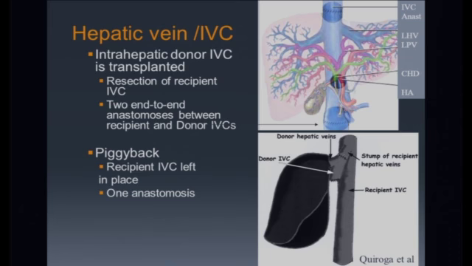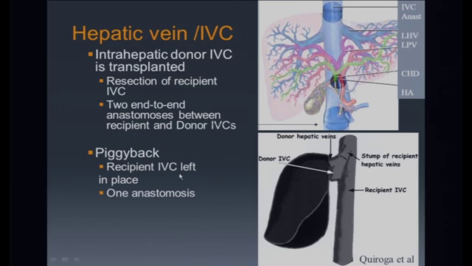The outflow, that is to say the hepatic vein and IVC, can be anastomosed in two ways. In one way, the intrahepatic donor IVC is transplanted. So there is section of the recipient IVC, and there are two end-to-end anastomoses between the recipient and the donor IVC, one superior to the liver and one inferior to the liver.